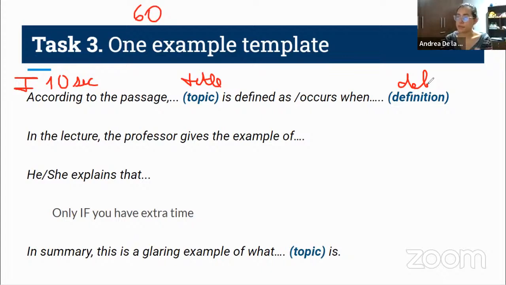Make it fast. In this case, we could say, according to the passage, behavior modification occurs when individuals change their behavior based on experience. That's it. That is your introduction. 10 seconds, more than enough. Okay, guys? Any questions so far? Is that okay?